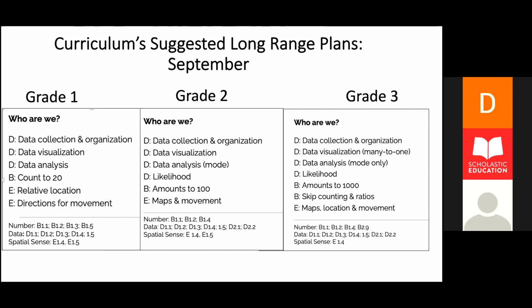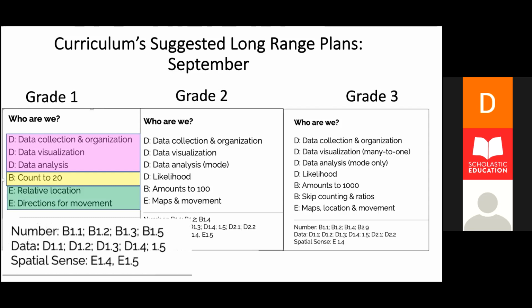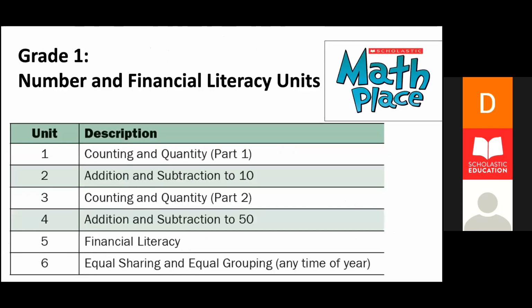So you'll notice for grade 1, 2, and 3, the theme is always who are we? I'm just going to show with the grade 1 what we're talking about here. We're doing some data collection, visualization, data analysis. We're doing counting to 20. And we're doing relative locations and directions for movement. As you can see, we're looking at number, data, and spatial sense. Three strands there. Well, what I've done in Math Places, you can see here are all the units that are within number and financial literacy of that resource.